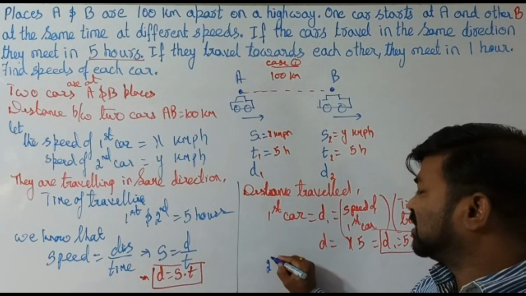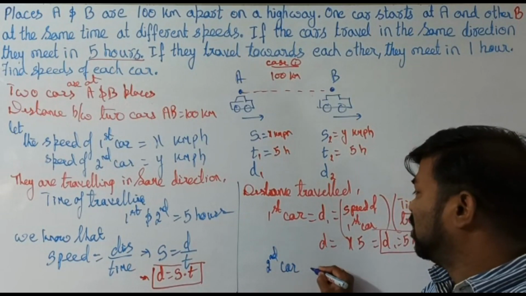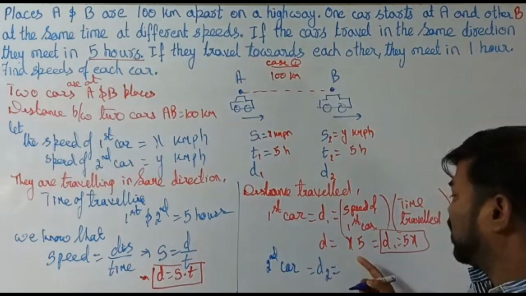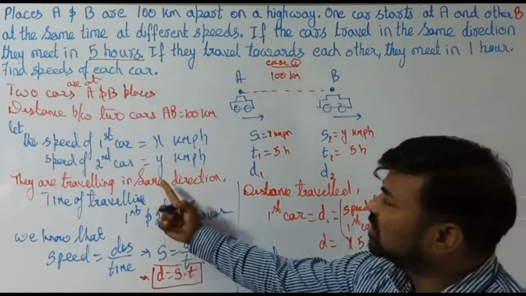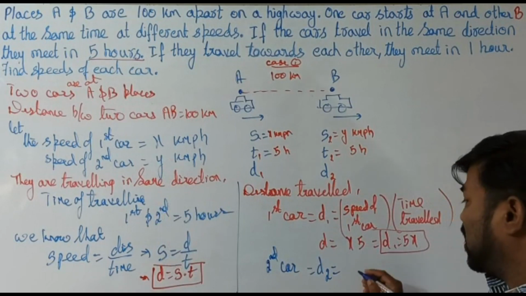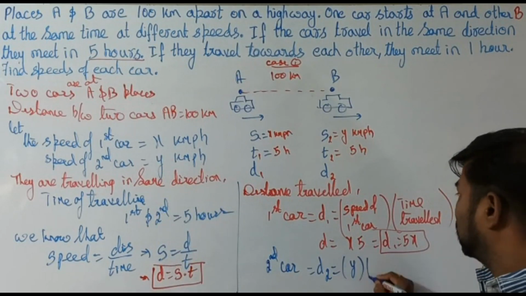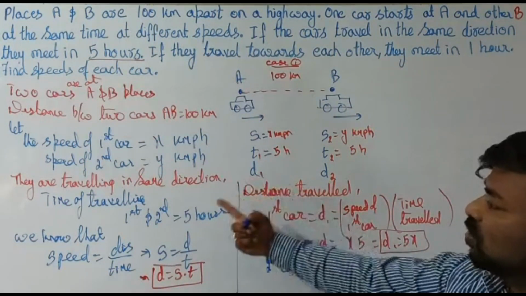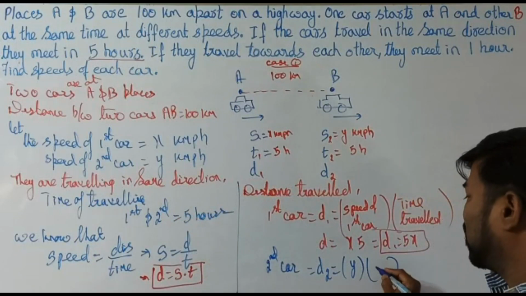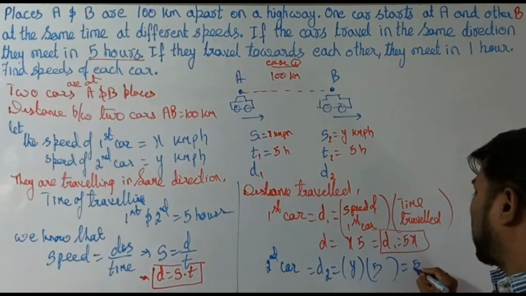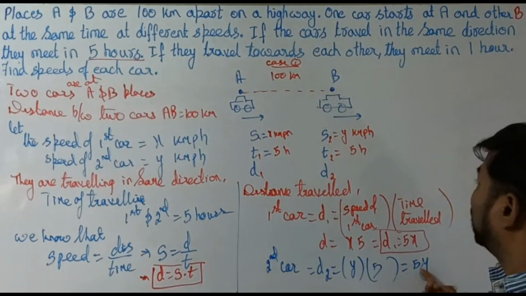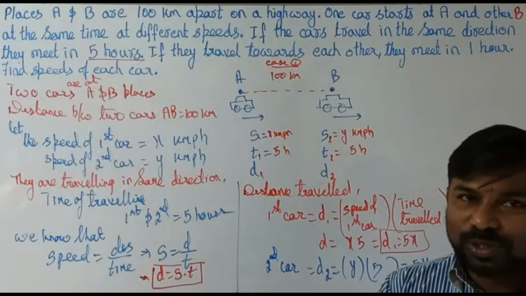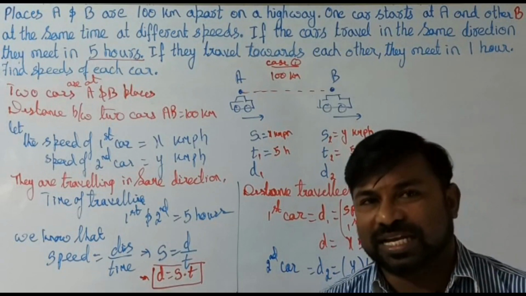Now, what is the distance traveled by the second car? D2. What is the speed of the second car? Y, times the time of traveling. Here also it is traveling for 5 hours, which equals 5y. So the distance traveled by the second car is nothing but 5y. Cool. Now the main logic lies here.